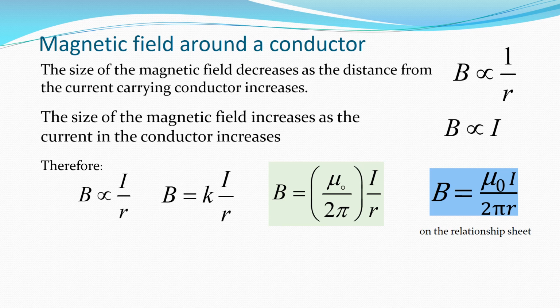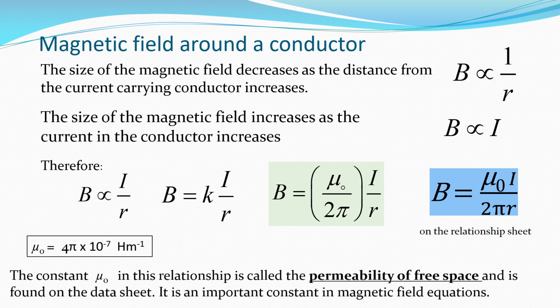Now mu naught is a constant, and that constant value is 4 pi times 10 to the negative 7 henries per meter, and is known as the permeability of free space. The permeability of free space is found on the datasheet, and it's an important constant in magnetic fields. And actually, you may have come across this a little bit in higher, because we use the permeability of free space and the permittivity of free space, epsilon naught, in order to determine the speed of light.